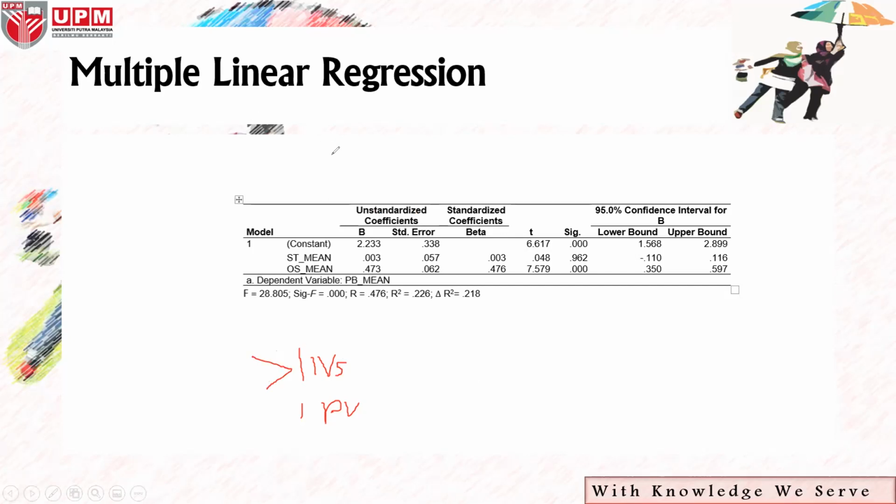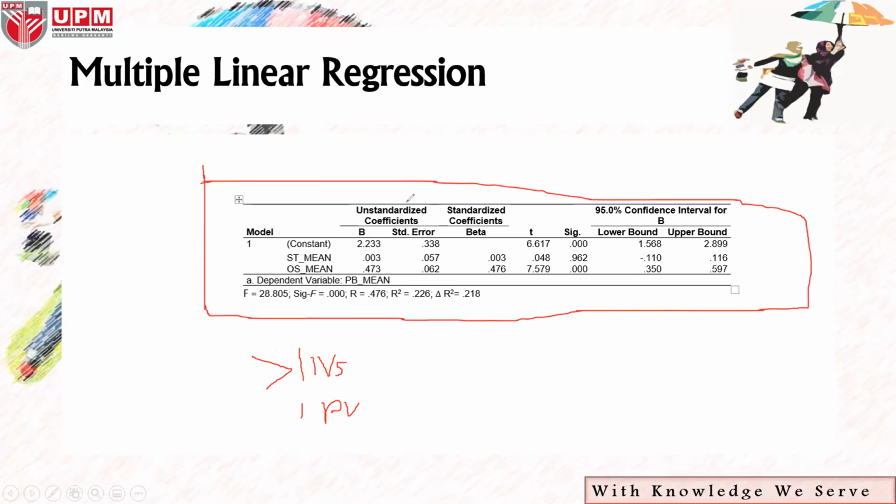Kalau untuk multiple linear regression, DV still lagi satu. Okay, so how you want to present the result, this is exactly how the table should look like. Okay, you need to present the model, the constant value, your variable, and then the unstandardized coefficient, which include the B value, unstandardized beta value, and then standard error.